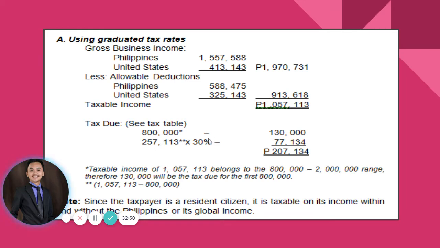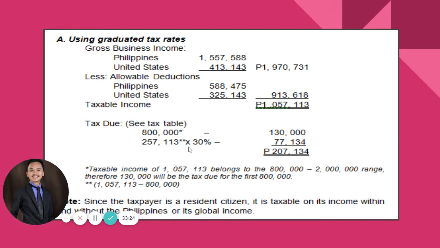So when we say graduated tax rate, use the table. So si 1,057,000, asa siya na belong na range? It belongs to the range of 800 to 2 million. So that means that your first 800,000 will be subject to 130,000 and in excess of 800,000 subject to 30%. So how much is excess ni 1,057,113 sa 800? So there is 257,113. You multiply it by 30%, it's designated nga tax rate.